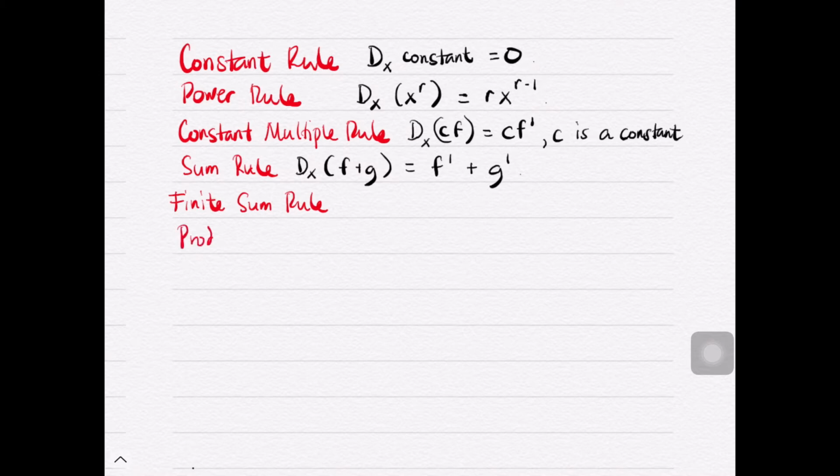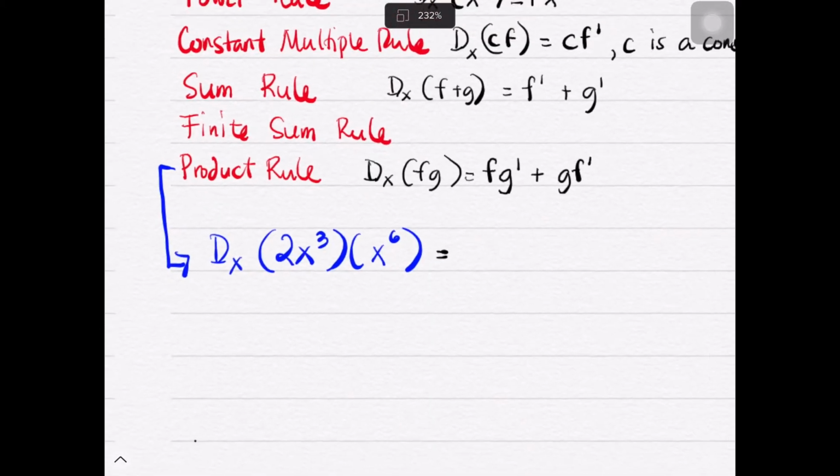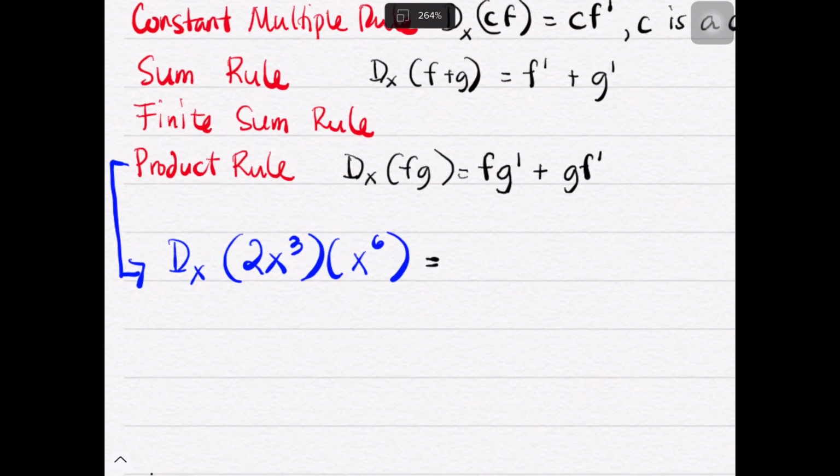As for the product rule, if we have the product of two functions, say f, g, the derivative of this product would be first function f times the derivative of the second function, which is g, plus the second function, which is g, times the derivative of the first function, which is f. To picture this out, let's have this example. Say we want to get the derivative of 2x cubed times x to the power of 6.